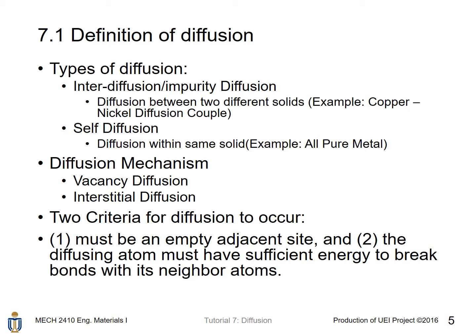There are two criteria for diffusion to occur. The first is there must be an empty adjacent site for that particular atom to go into. And the second is the diffusing atom must have sufficient energy to break the original bonding with its neighbor atoms.